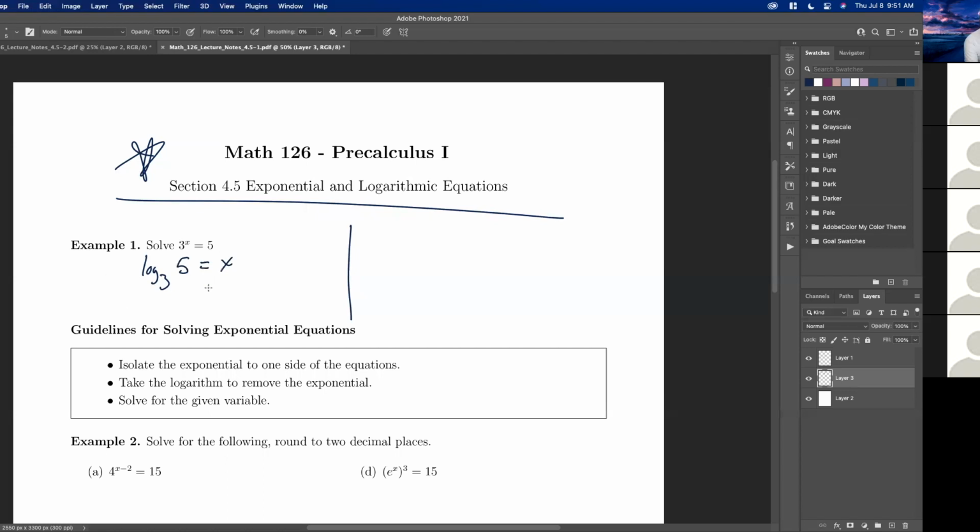And here you can just crunch through that number. Crunching that number roughly gives us 1.46. If you want the exact answer, that's the exact answer, and this is the approximate answer.